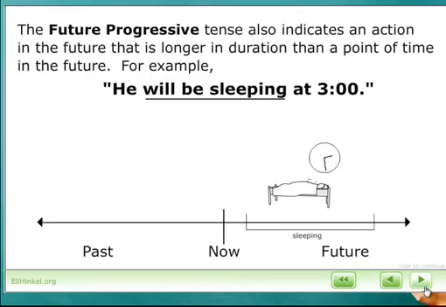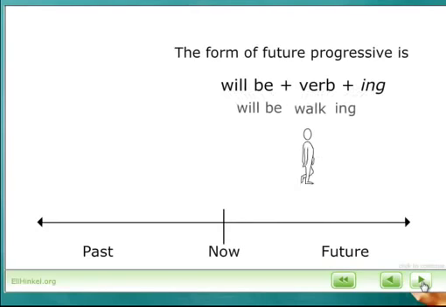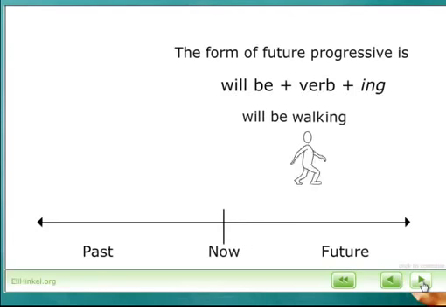And take a look at the timeline again. It's happening in the future, so we use the form will be, and then at a specific point in time in the future. The form of future progressive is will be plus the verb plus ing. He will be walking. She will be working. I will be eating.